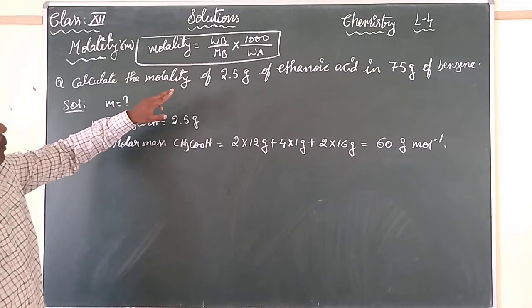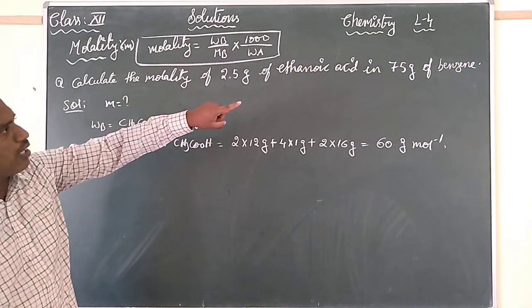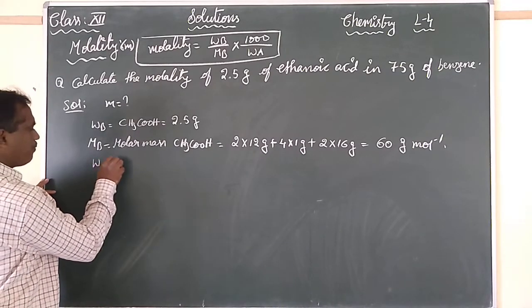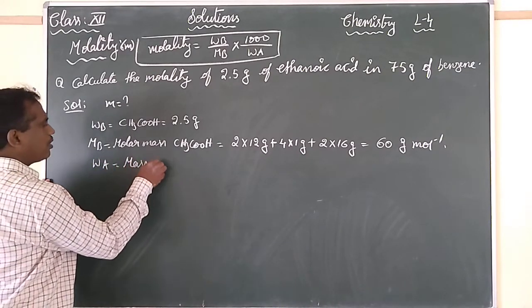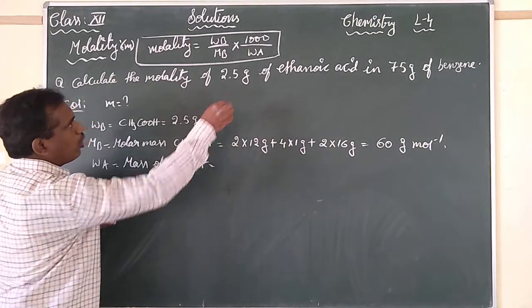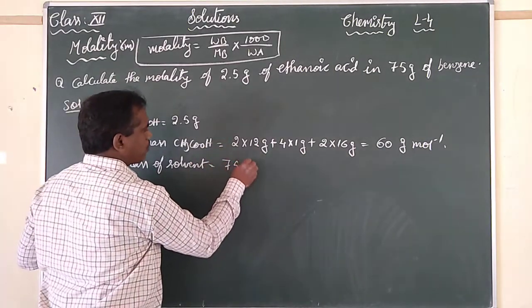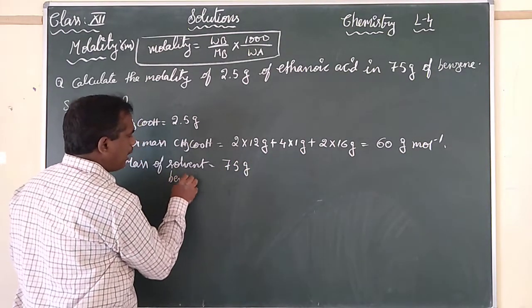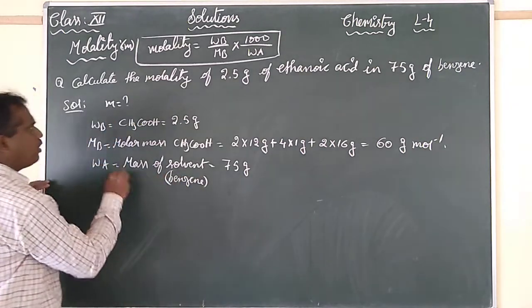Next, mass of the solvent. Here, dissolved in benzene is given. Means WA, mass of solvent, is equal to 75 grams. That is benzene. What is the solvent? The solvent is the benzene.